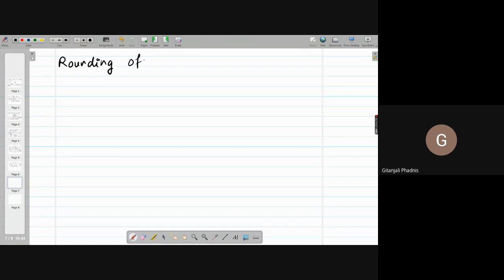Okay, rounding off. So usually we do the rounding to a certain number of decimal places. Okay, that also is there. But before that, we will see rounding off a number to n significant digits. So again, you have to follow certain rules for that.